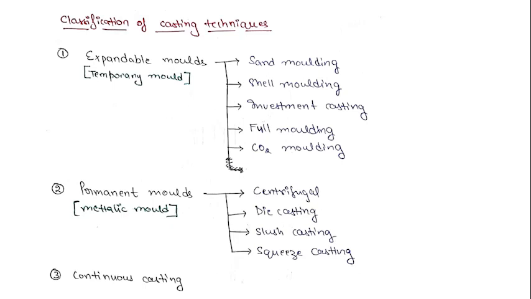Today I will quickly tell you about the casting techniques and we will solve the questions from GATE on castings. Last session we saw that it is divided into two parts, expendable molds and permanent molds. In expendable mode, your mold will be temporary, and in permanent mode, your mold will be permanent, like a metallic mold. Expendable includes sand, shell, investment, full molding, and CO2 molding. In permanent, we have centrifugal casting, die casting, slush casting, and squeeze casting.